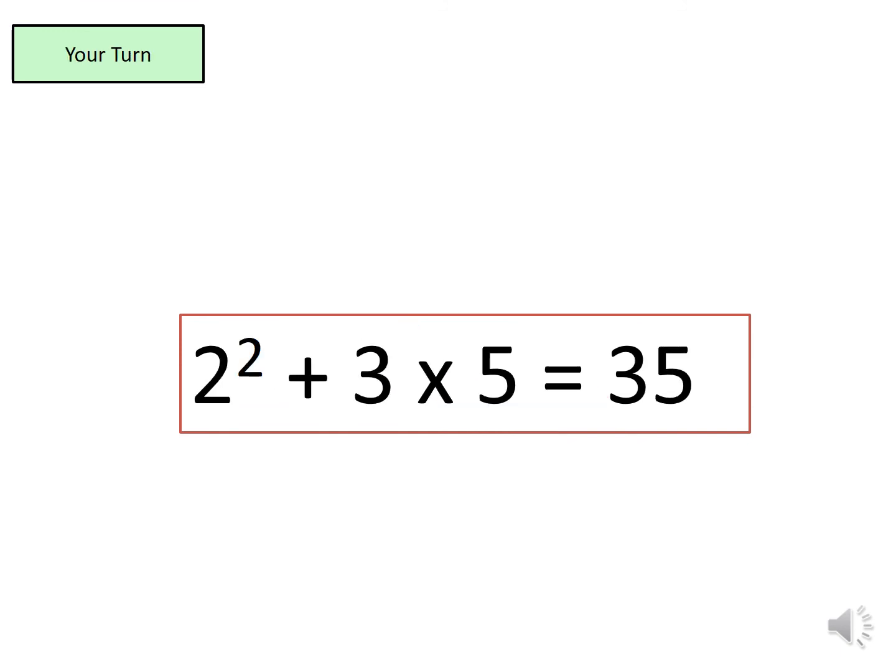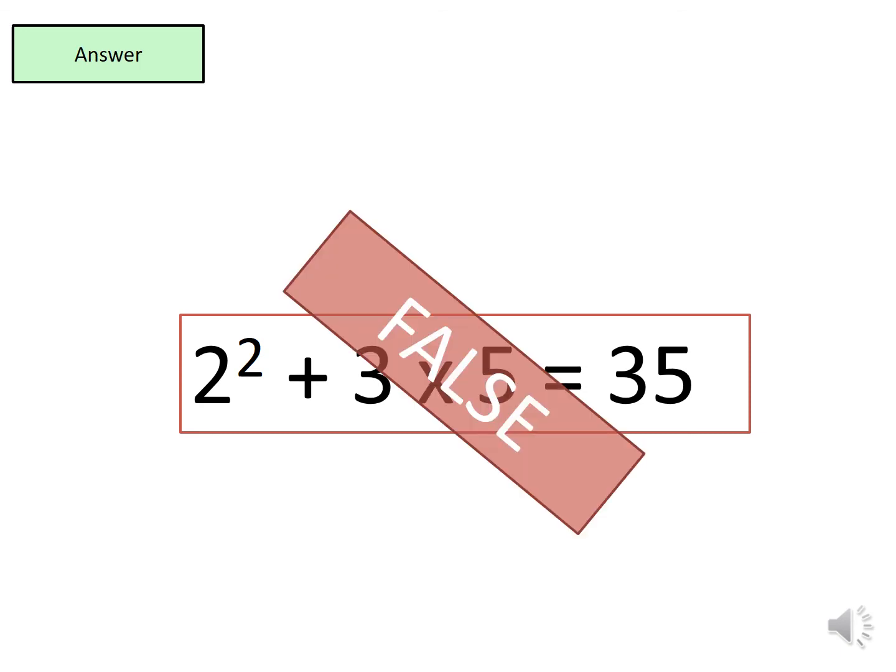Now, next example, I want you guys to think, is this true or false? Pause the video now and have a go. Okay, what we should have done first of all is dealt with the indices, then the multiplication, and then the addition. So the answer, is it true or false? It's false. Now, if we look at the question, the indice first of all would give us 4. So 2 squared is 4, and then it's 4 plus 3 times 5. We're doing the multiplication next. 3 times 5 is 15. 4 plus 15 is 19. We should have had a final answer of 19, which is why this is false.